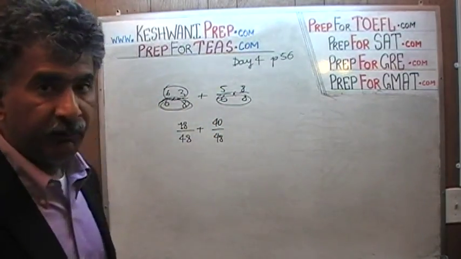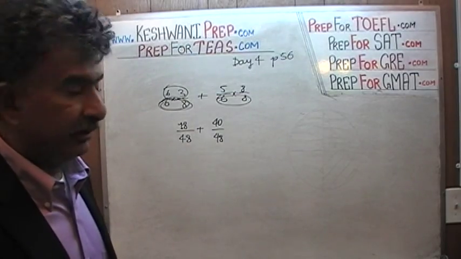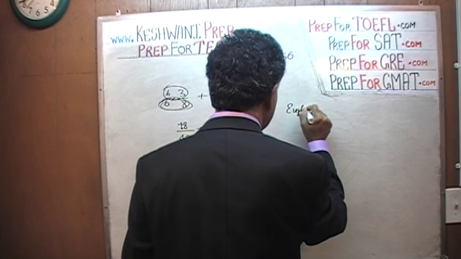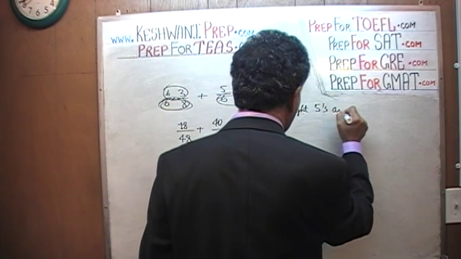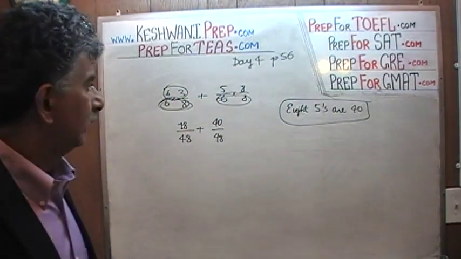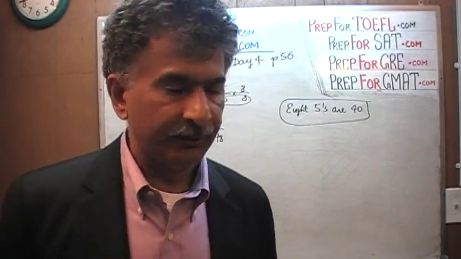In case you are not familiar with the language, the way I speak here, what I said was 8 5s are 40. This is how we speak in the desert.